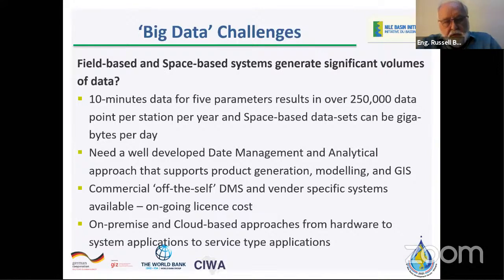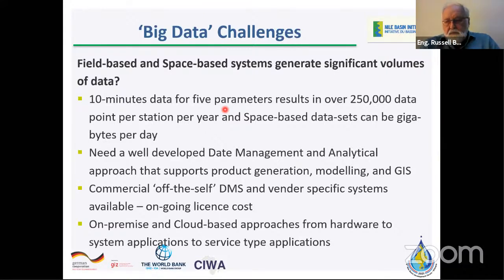there's a big data challenge as you automate not only the field-based systems, but the space-based systems. For example, if you look at using technology and you sample every 10 minutes and you have 5 parameters that you're sampling, such as water level, with the technologies that we use today, you can get water temperature.